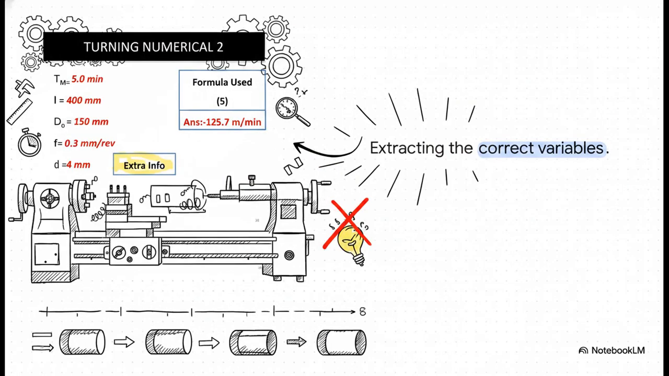Now, this brilliantly illustrates a classic real-world trap. Just look at the variables we've extracted. Time is 5.0 minutes, length is 400, diameter is 150, feed is 0.3. But notice how the depth of cut, 4 millimeters, is just labeled as extra info. Why? Because we're solving for time and speed along the length of the part. How deep the tool is cutting doesn't actually affect the duration of that specific pass. The foreman completely threw in a distracting variable to test us.